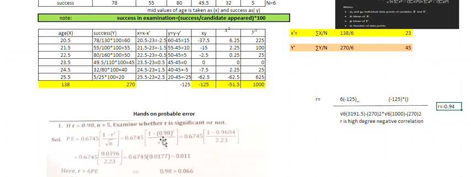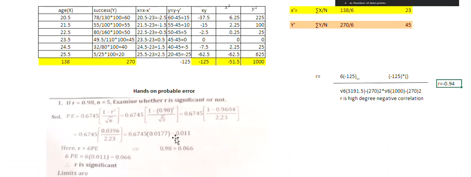Okay, this is from another problem. After getting the value, you will get the PE. Then you will check with 6 PE, 6 into the answer. Then you are checking with r. So what is the value of r here? They have taken 0.98. If 0.98 is greater than 6 PE, then you have to write that r is significant. If the problem says r is equal to 0.98, n is 5, examine whether r is significant or not. This is just a 5 marks question, right?